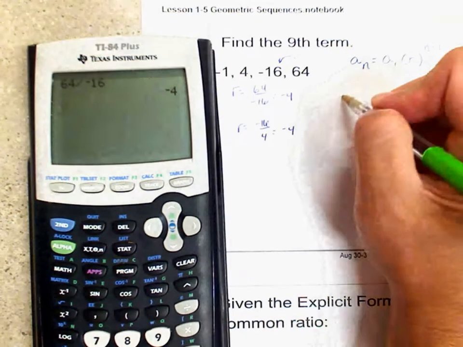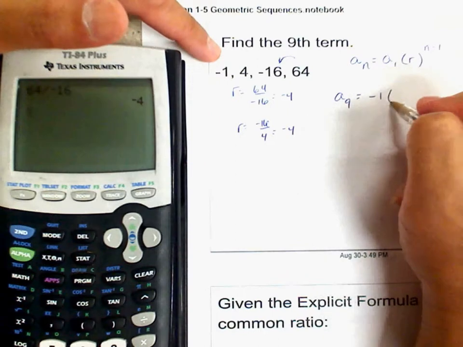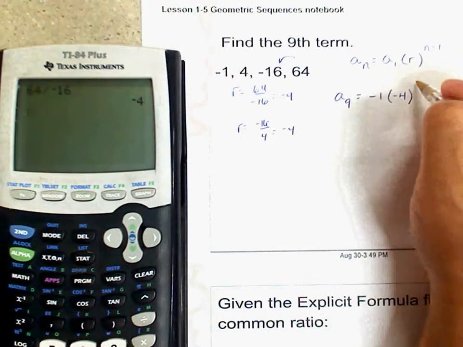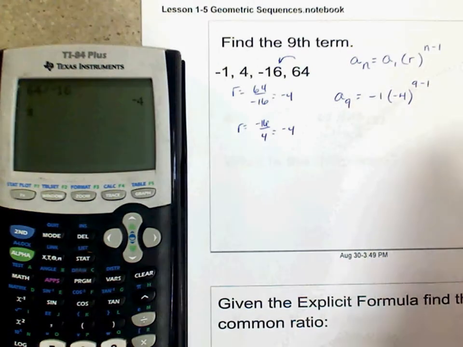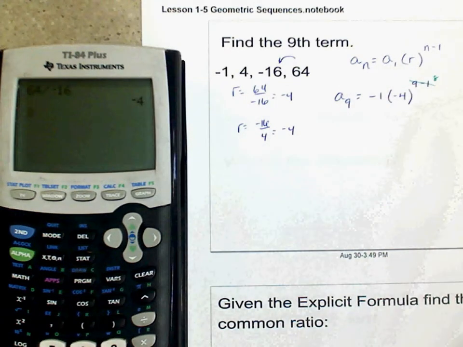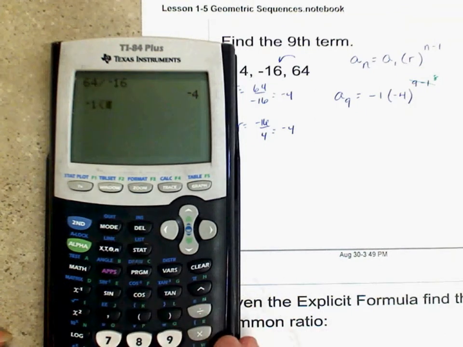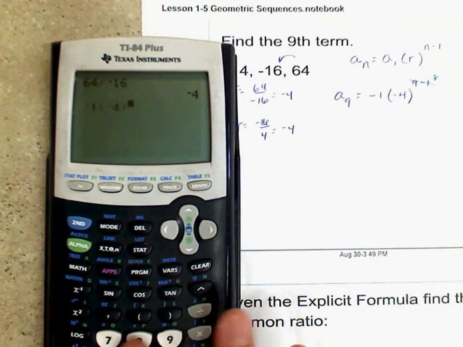So the 9th term, A sub 9, equals the first term times your R to the 9 minus 1. Okay? And what I like to do is go ahead and subtract that and make that an 8. So let's type it in just like you see it. Negative 1 times negative 4 raised to the 8th.